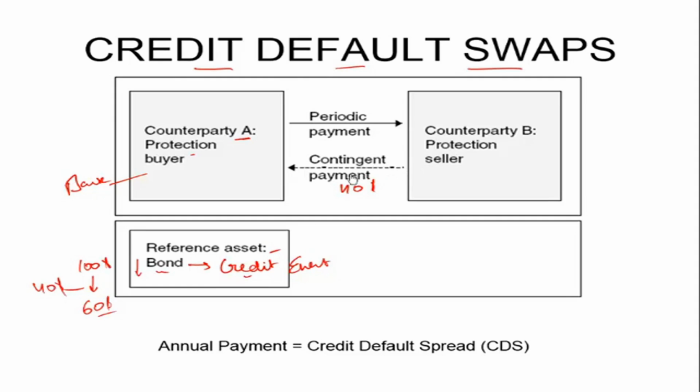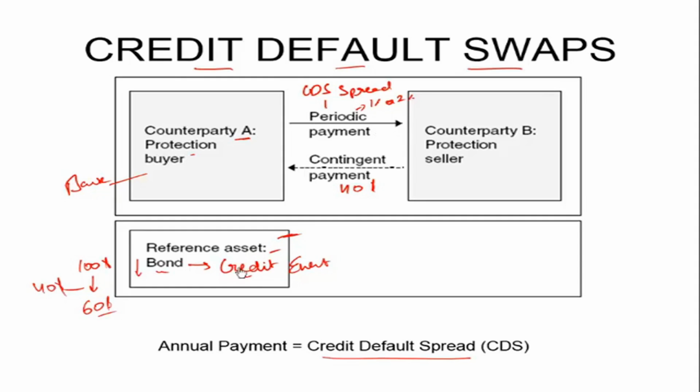In lieu of this protection, the protection buyer pays the protection seller a periodic payment, also known as the CDS spread. This periodic payment could be something like 1% of the notional or 2% of the notional, depending on the probability of default and the loss given default of this reference asset. The annual payment is referred to as the credit default spread, and it provides protection against default on the reference asset.